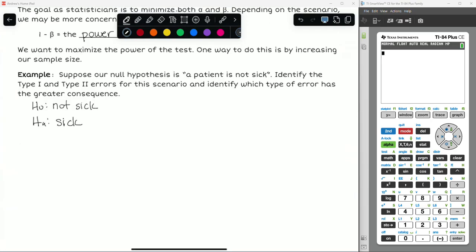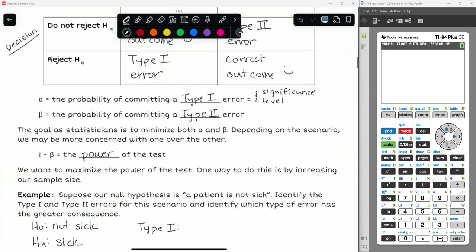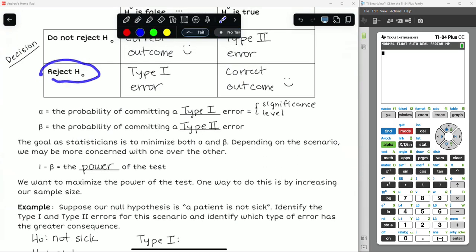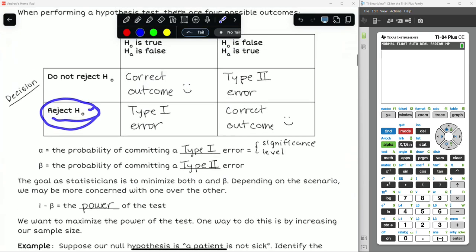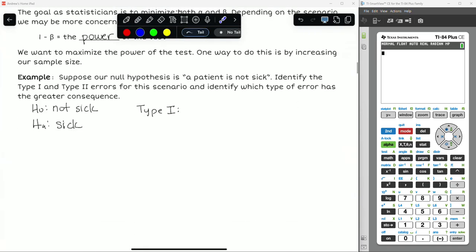And we know that type 1 errors, if I scroll back up, type 1 errors occur when I reject the null and I shouldn't. The null is true. So reject H naught incorrectly. So let's look at what that looks like. If I reject the null, I reject this statement, I'm siding with this statement. That means I identify the patient as sick even though they're not.